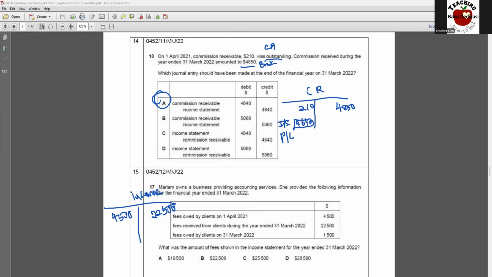And then fee owed by the client at the end of the year. That means it's an asset. So balance CD in the credit side. So the question is how much charged into the income statement or the profit or loss. So take the total credit minus the debit. So this is the P&L amount or the profit or loss amount, which is 19,500. So the answer is A.